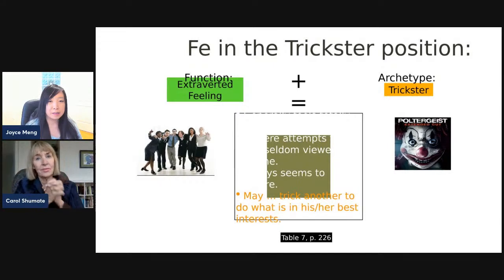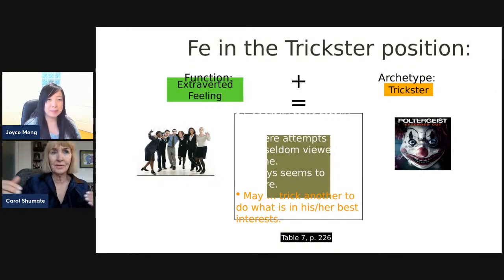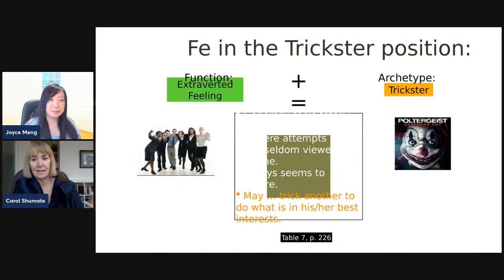The way extroverted feeling manifests in the trickster position is that people who have it there say it almost always seems to backfire. And so they're very reluctant to use their extroverted feeling, but they do learn to use it, kind of satirically or ironically, with a little bit of jokiness. That's what the trickster brings.